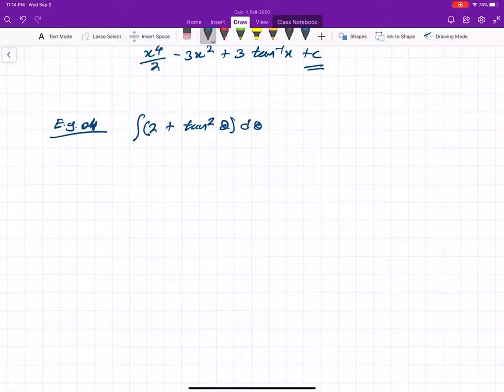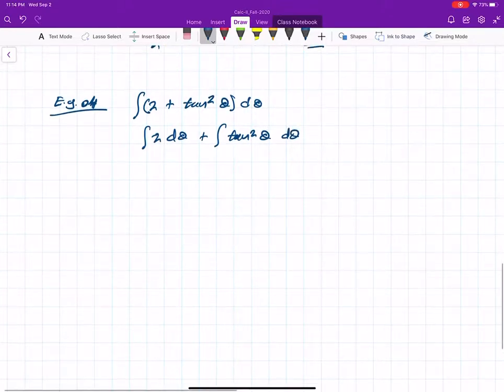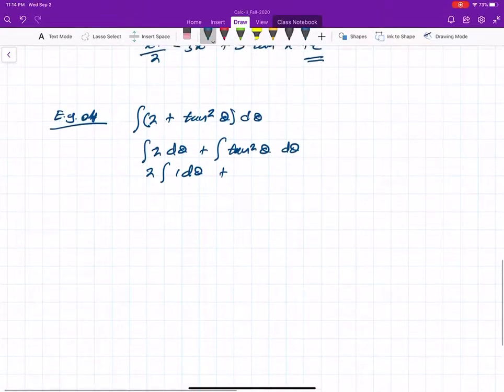Now again, there are 2 functions. You have to split the integral. The first integral is the integration of 2, and the next integral is tan square theta. The integration of the first one is easy. You can take 2 out, and then it is the integration of 1, and here tan square theta. Now you have to check whether there's a formula for that. Do you have a formula for the integration of tan square theta? You don't. You don't have any formula for that.